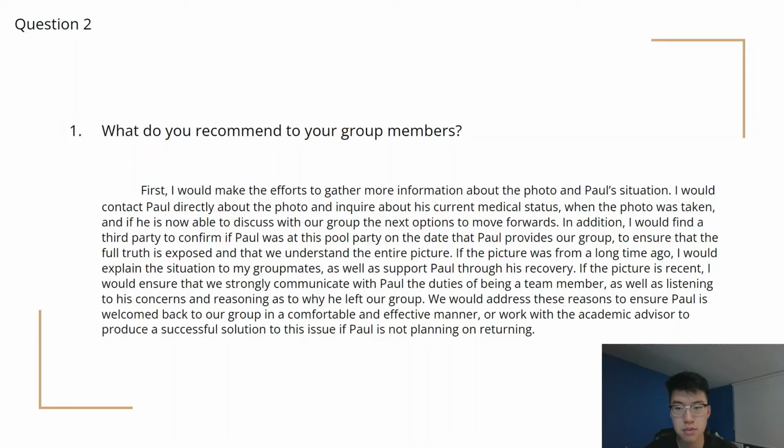If the picture was from a long time ago, I would explain the situation to my group mates as well as support Paul through his recovery. If the picture is recent, I would ensure that we strongly communicate with Paul the duties of being a team member, as well as listening to his concerns and reasons as to why he left our group. We would address these reasons to ensure Paul is welcomed back to our group in a comfortable and effective manner, or work with the academic advisor to provide a successful solution to this issue if Paul is not planning on returning.